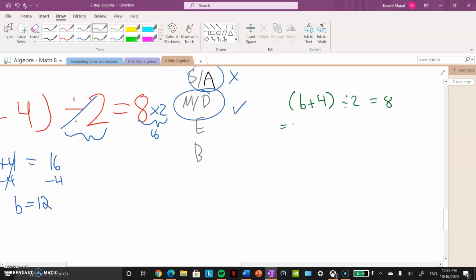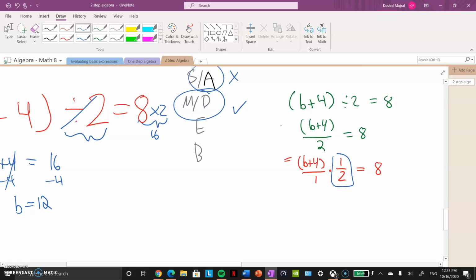And I could rewrite this as b plus 4 over 2, because divided by 2 and over 2 is the same thing, equals 8. Now to undo this, I can multiply by the reciprocal. Let me make this a bit more clear. So I can separate this into b plus 4 over 1 times 1 over 2, right? Because b plus 4 over 2 is the same as writing it like this, equals 8. Now I can multiply by the reciprocal of 1 over 2. So multiply by 2 over 1 from this side, and 2 over 1 on this side.